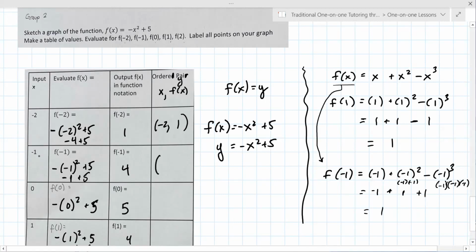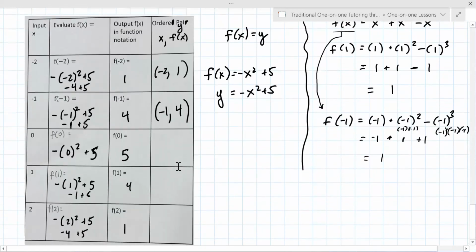What's the x value? The x value is negative 1. Negative 1 comma, what's the y value? The y value is the output. 4. Okay, so like the input and then output. That's right. Input's x, the output is y. So then 0 and then 5, and then 1 and 4, and then 2 and 1. Yes.